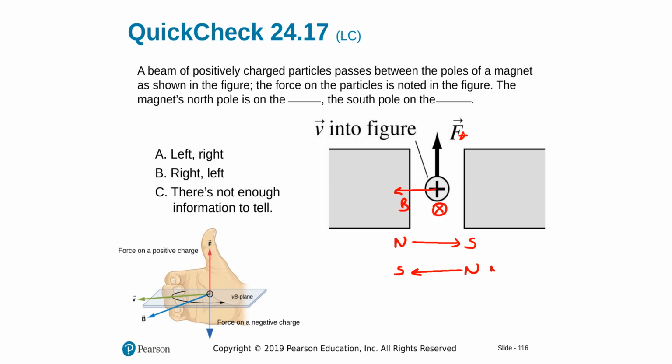That means we have this configuration. This side is north and this side is south. So as I complete this sentence, the magnet's north pole is on the right and the south pole is on the left. That is our answer, right, left.